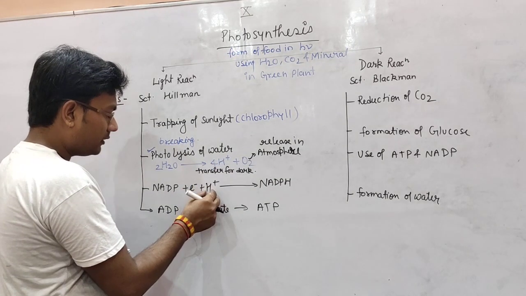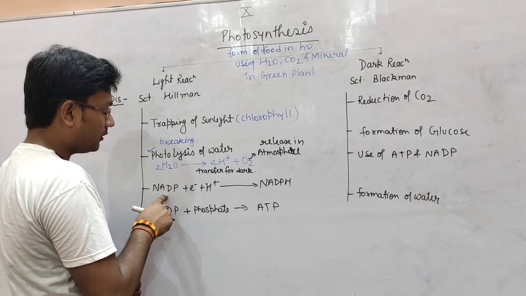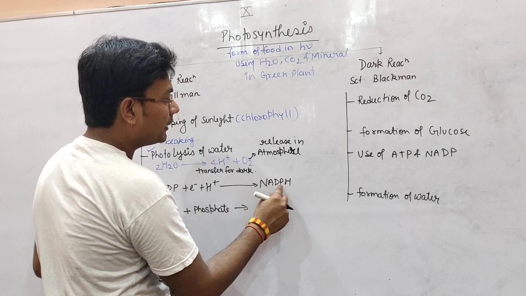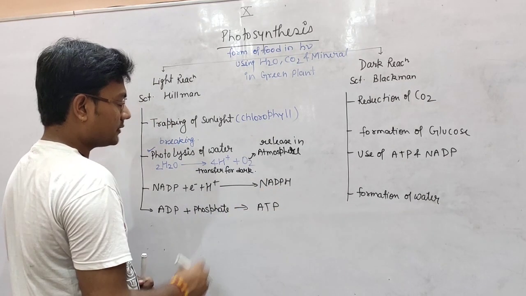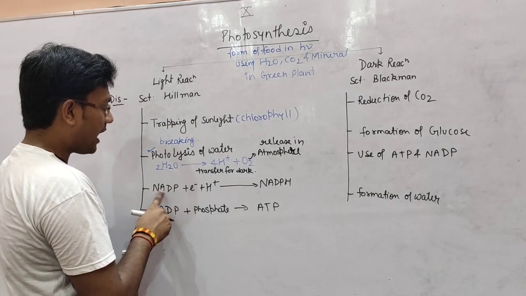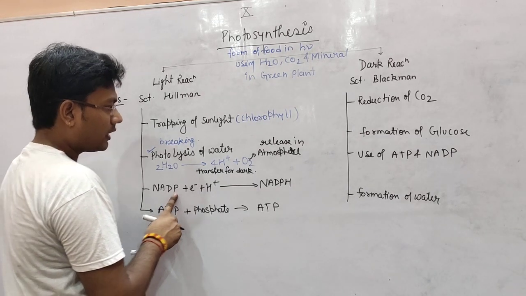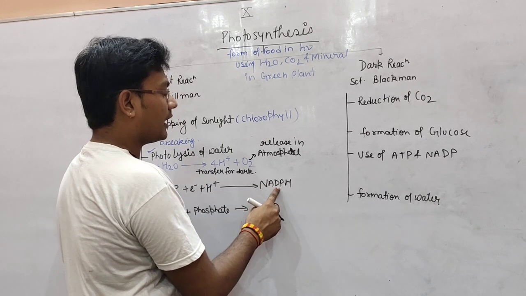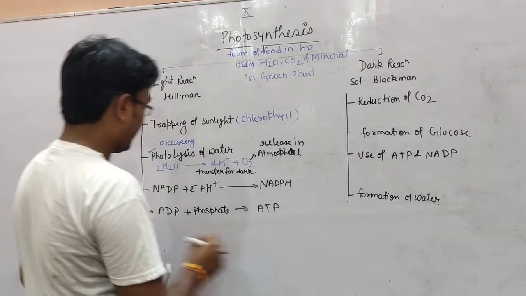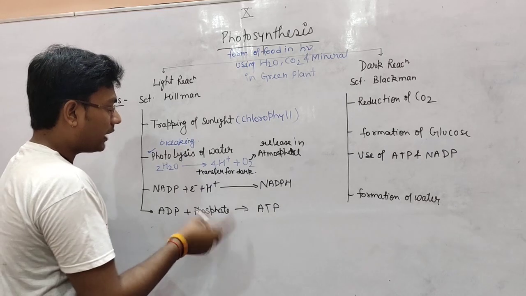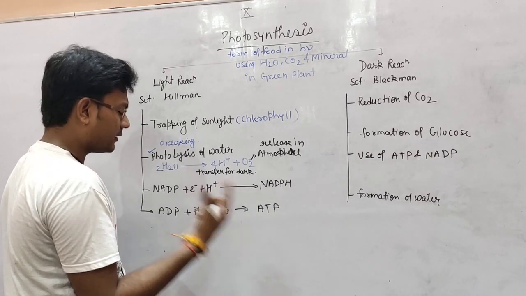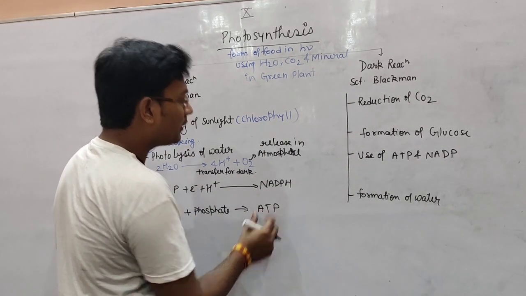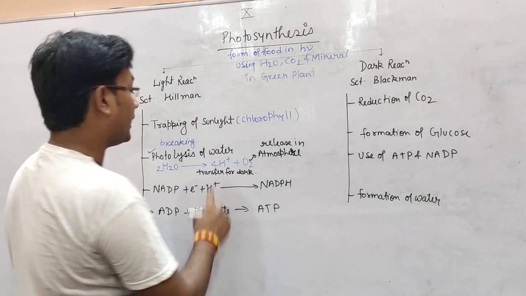Next, the hydrogen ions that form as a result of photolysis of water: some hydrogen ions are consumed in activation of NADP and converted into NADPH. NADPH means nicotinamide adenine dinucleotide phosphate with hydrogen. ADP, adenosine diphosphate, and one phosphate, or phosphorus, convert into ATP. Those are the steps of the light reaction.